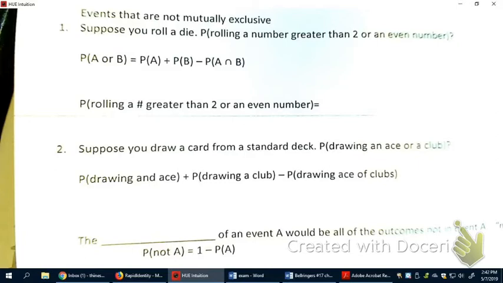Now, there's a couple ways to do it. I'm going to show you the longer way first. I think the longer way is using the formula. But then I'm going to show you the way that I would probably do it if I could.